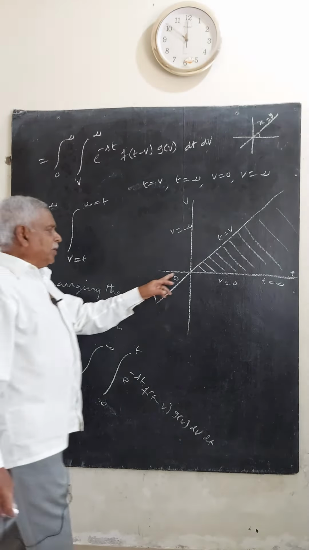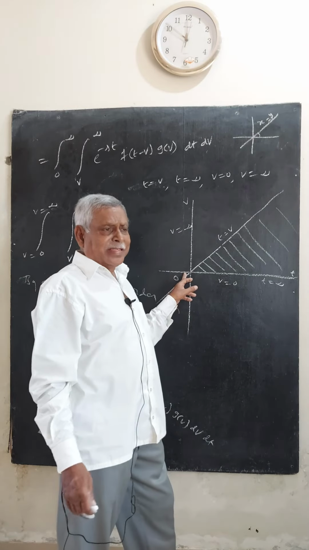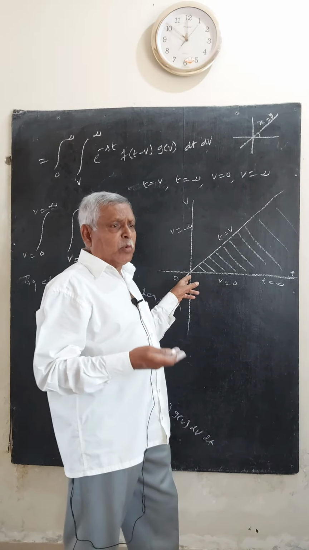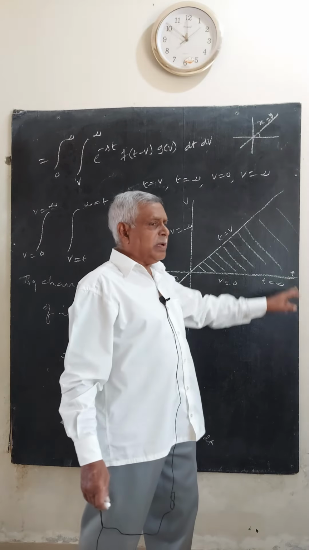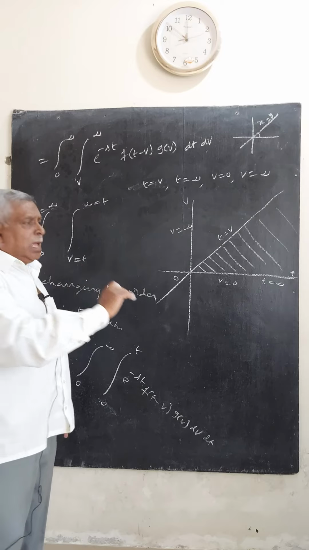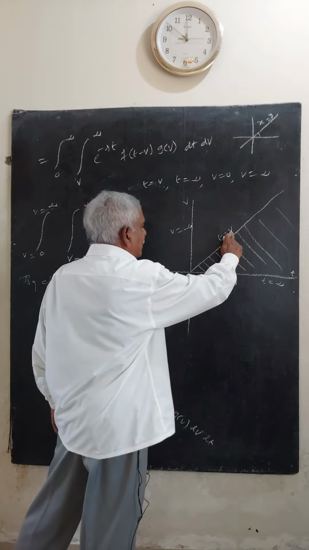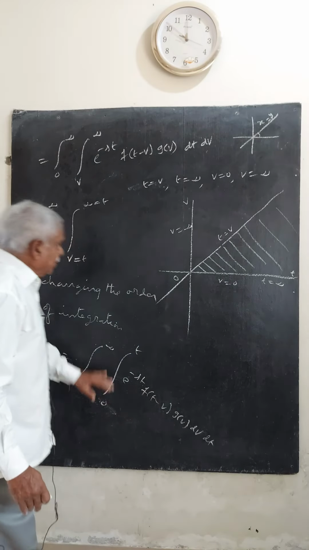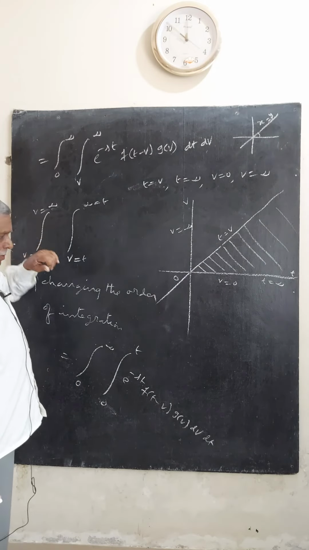Again I am telling, this is changing the order of integration. One limit moves with the axis, 0 to infinity. Another limit is bottom to top, v equal to 0 to v equal to t. We have changed the order of integration.